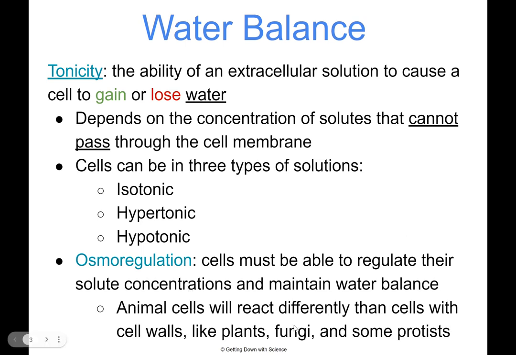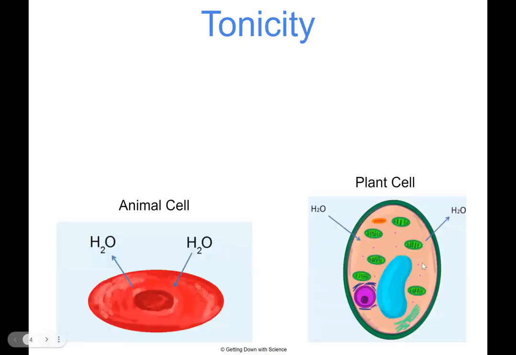Okay, so animal cells are going to react differently than cells with cell walls. Animal cells in the wrong situations will shrivel up and become non-functional or get so large that they could actually lyse or burst, whereas cells with cell walls may not actually show the physical shriveling or bursting, but they can still swell or have membranes shriveling and become non-functional, but you won't see as dramatic a shift in cells that have cell walls. So animal cell versus plant cell.